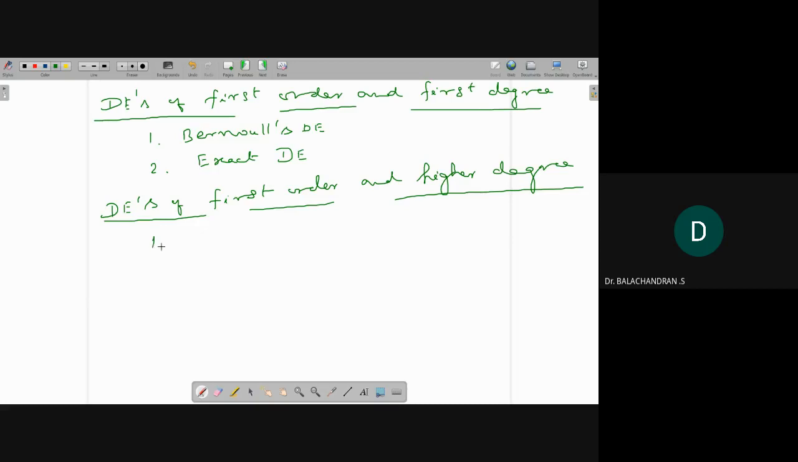So here you are going to study equations solved for P. Equation solvable for X. Equation solvable for Y. Okay. Three, equation solve for y, and four, Clairaut's equation.